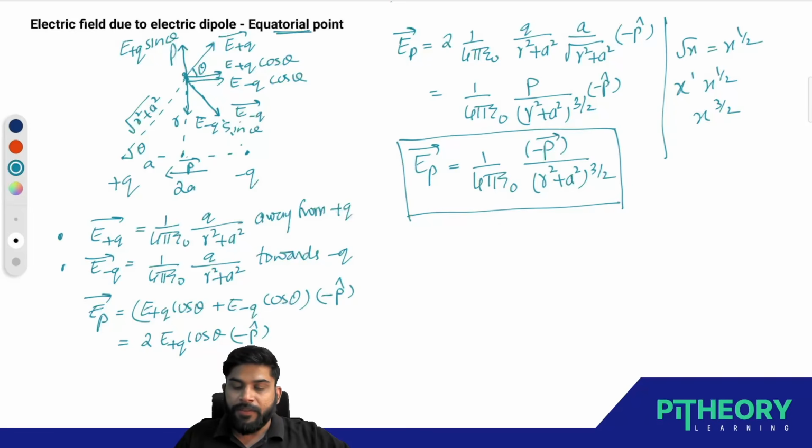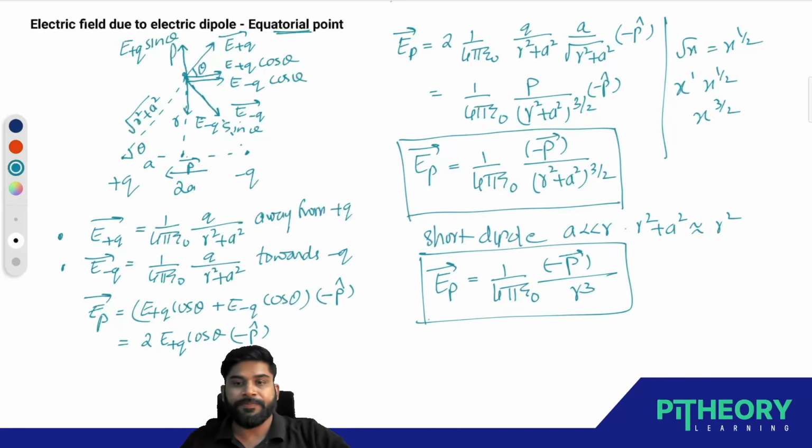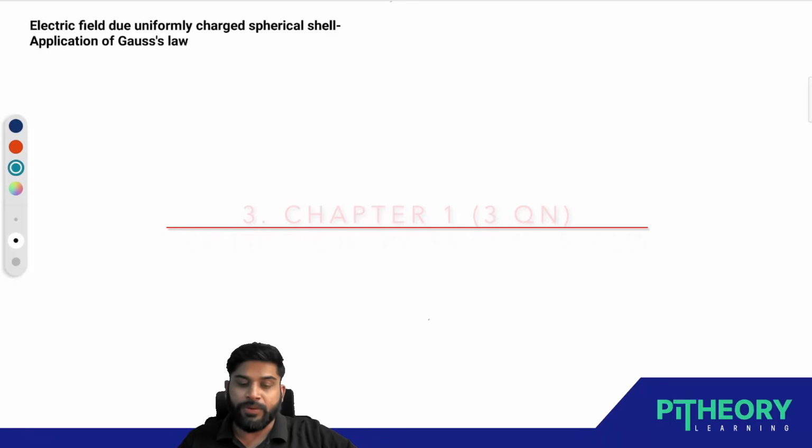At the same time, in the case of short dipoles, what is the case of a short dipole? A is very much less than R. In that case, what will happen? R square plus A square you can approximate to R square. So R square whole to the power 3 by 2 means it will come R cube. So you can write EP equal to 1 by 4 pi epsilon 0 minus vector P divided by R cube. This is in the case of short dipoles. All right, the next question.